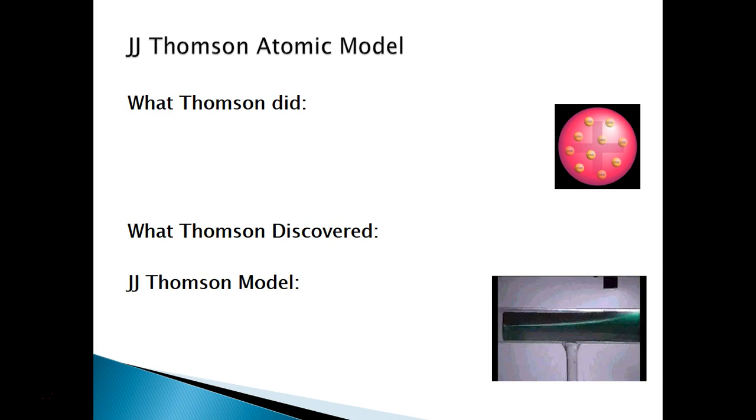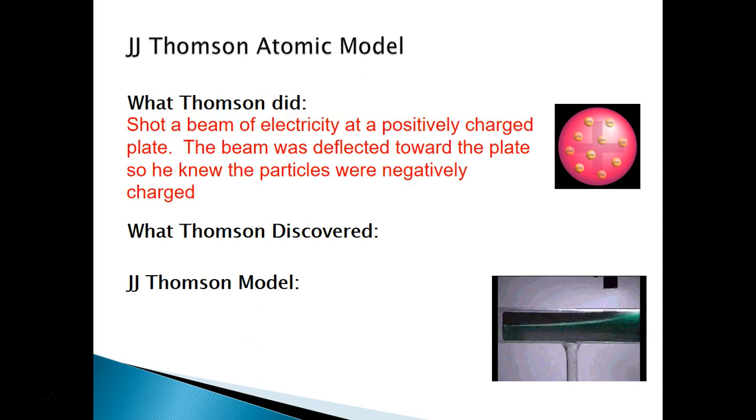All right, so let's look at J.J. Thomson. J.J. Thomson performed an experiment called the cathode ray tube experiment. And what he did is he shot a beam of electricity toward a positively charged plate. What he saw was that that beam was attracted to the positively charged plate, and since opposites attract, he knew that the particles making up that beam must have been negatively charged. So Thomson discovered one of our subatomic particles called the electron.